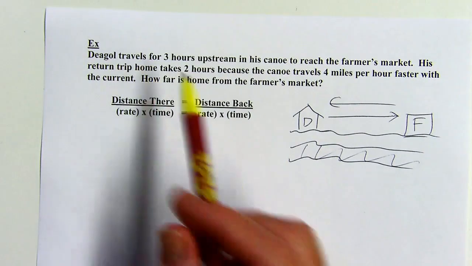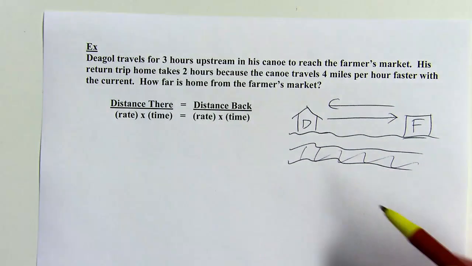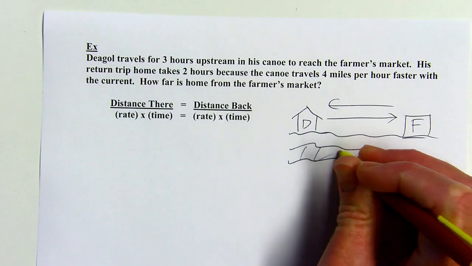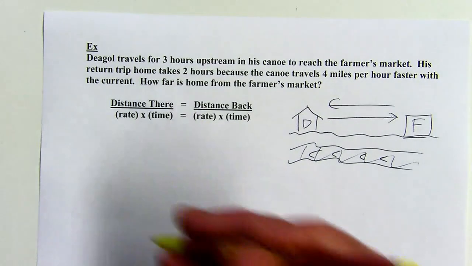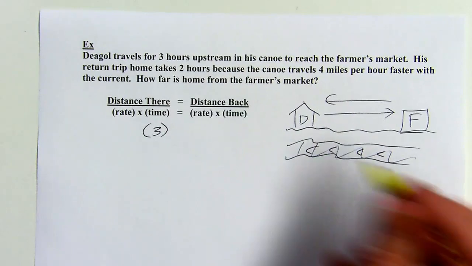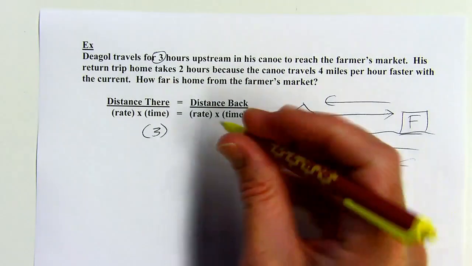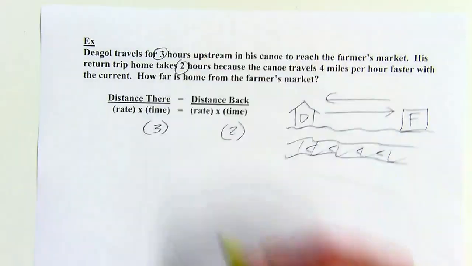Okay, it says Deagle travels for 3 hours upstream in his canoe to reach the farmer's market. So traveling upstream means, you know, the current is going that way. It's going against the current. So 3 hours is the time spent traveling there. Okay, so got that one in there. His return trip home takes 2 hours. Okay, that's the time on the way back. Got that one in there.